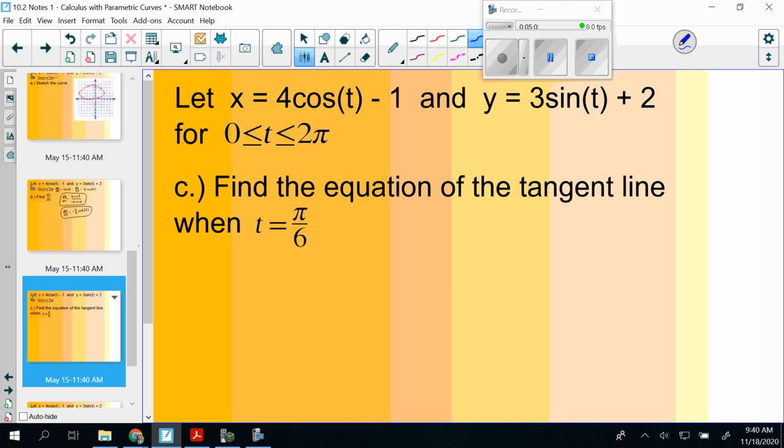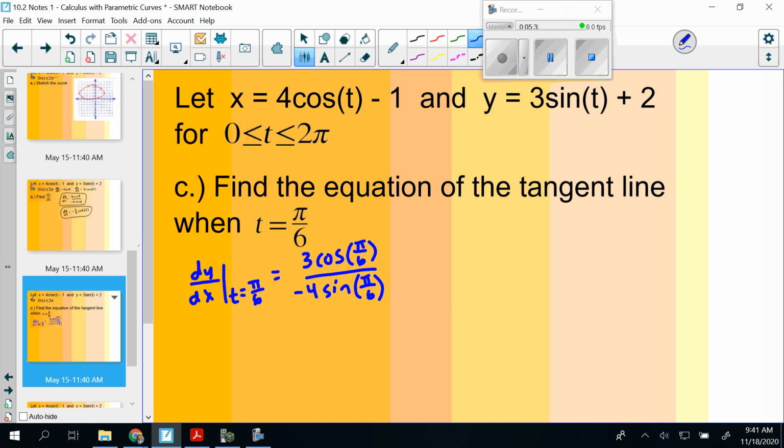We just had our equation there that our dy/dx, and we want to find this at pi over 6 to get our slope, was equal to 3 cosine of t, so 3 cosine pi over 6 over -4 sine of t, so pi over 6. All right, so now let's see if we can figure out what that is.